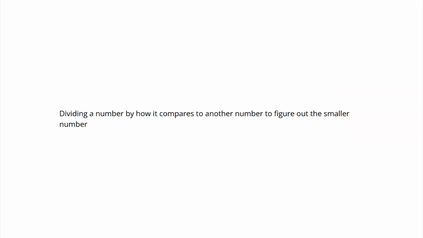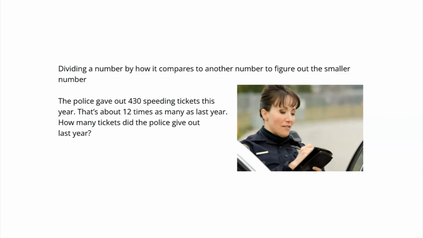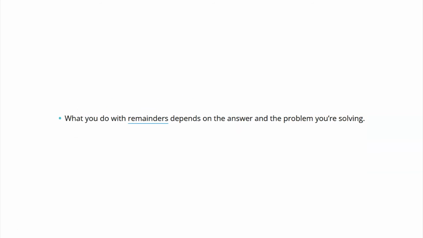Dividing a number by how it compares to another number to figure out the smaller number. The police gave out 430 speeding tickets this year. That's about 12 times as many as last year. How many tickets did the police give out last year? Now, what you do with remainders depends on the answer and the problem you're solving.